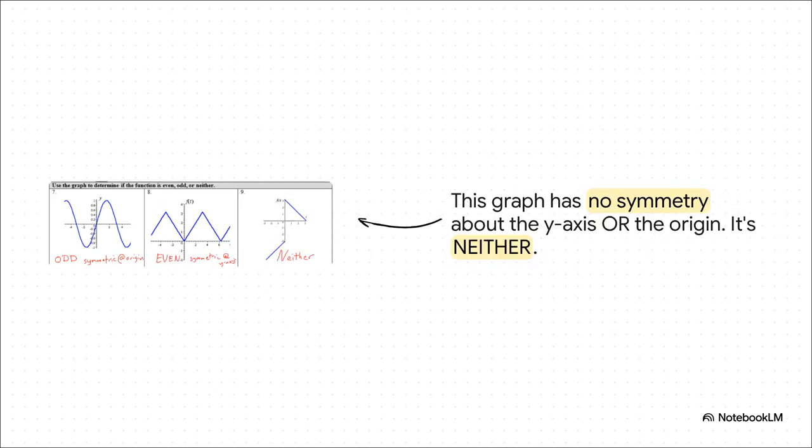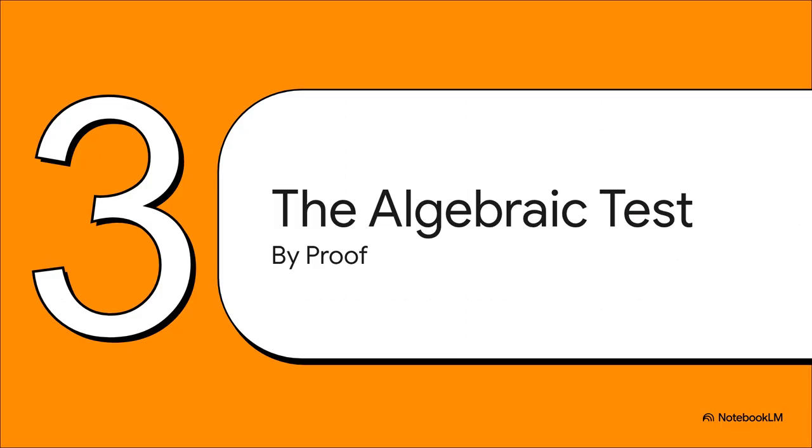And right here we have graph 9, our third category. If you try to fold this guy on the y-axis, nope, the sides don't match. If you try to spin it 180 degrees around the center, it doesn't land on itself either. It fails the fold test and it fails the spin test. So it's neither.